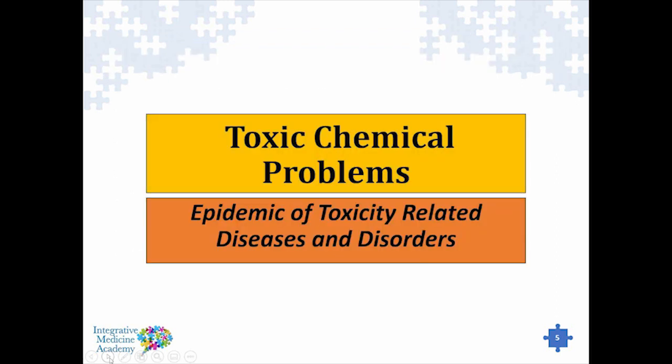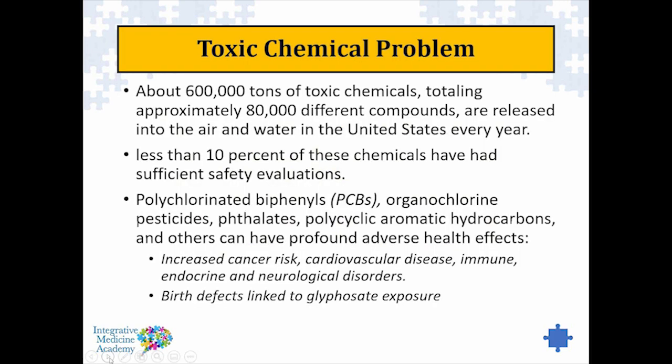So first off, toxic chemical problems. There's clearly a problem in our world today, not only here in the United States, but around the world, of people being exposed to a wide variety of different chemical toxins. The estimate is that approximately 80,000 different compounds are released into the air and water in the United States per year. So there are hundreds of thousands of tons of different types of chemicals used from farming to industry, etc. And less than 10% of these have actually had any safety studies.